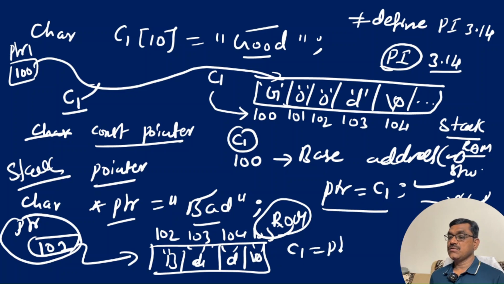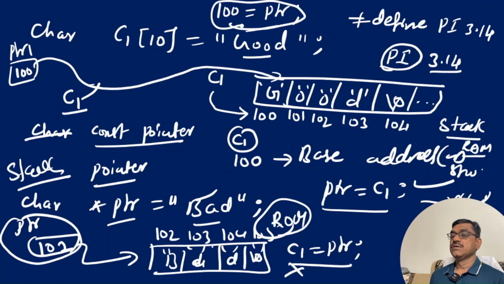Now, another important thing is, instead of saying ptr equals C1, can you say C1 equals ptr? Can you assign like this? This is wrong. By writing these two statements, you can understand the difference between the character pointer and the character array. See, ptr equals C1 we can say, but C1 equals ptr we can't say. Why? Because I will give one example. Can you say 100 equals ptr? This is not valid. Similarly, C1 equals ptr is also not valid.